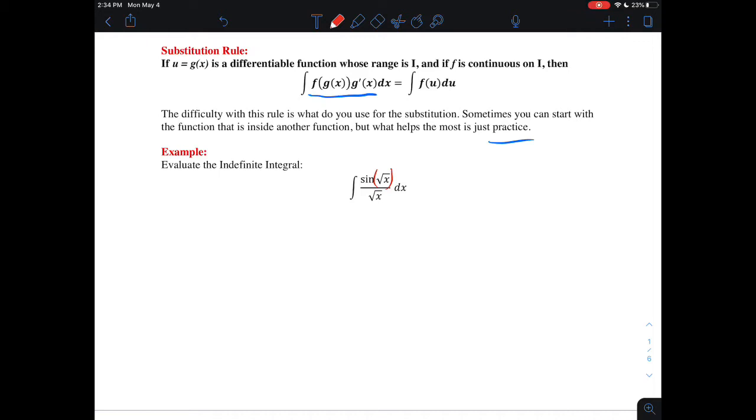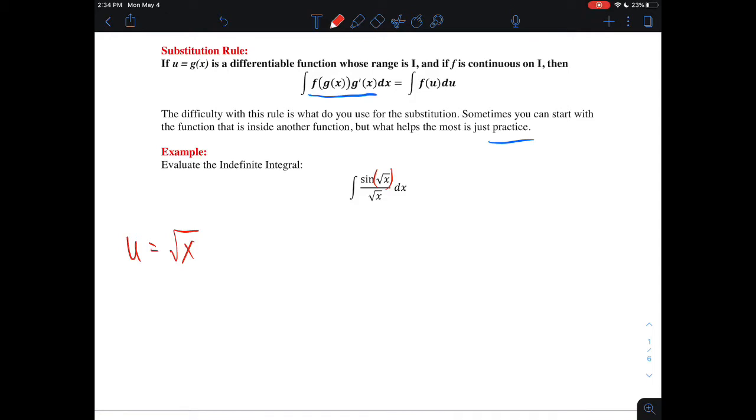So, as a way to start, let's just take a guess for our substitution. Let's say u is equal to the square root of x. And that's really what you need to do when you're trying out these problems. Just start somewhere. If it doesn't work, it's okay. You just go start with something else.